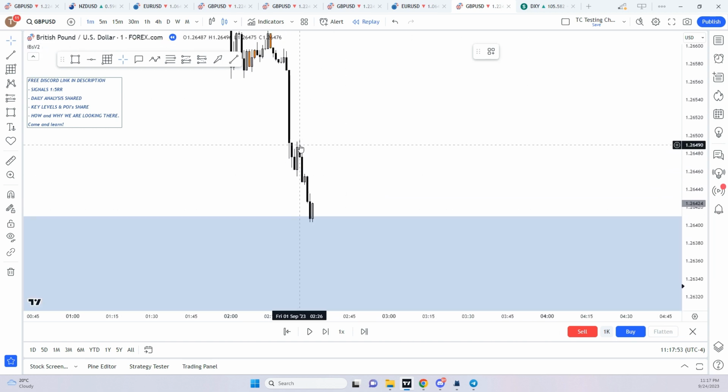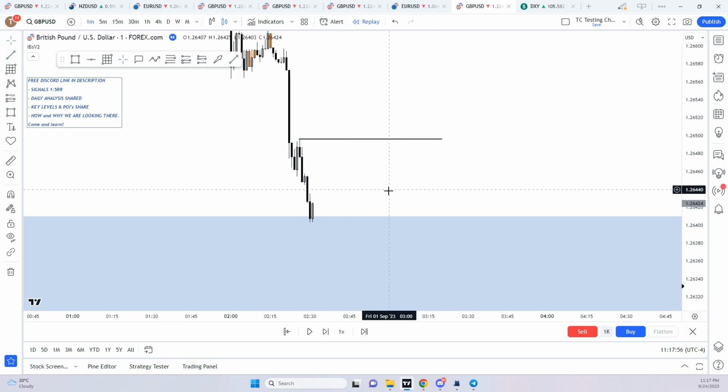So we don't necessarily need to wait for a shift in structure on the lower time frames to take an entry.